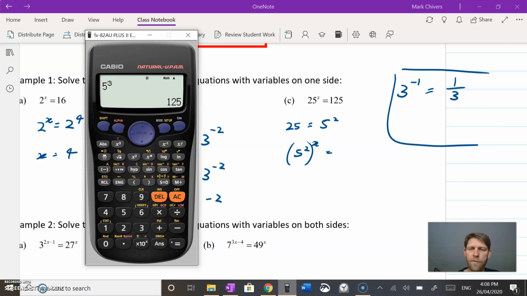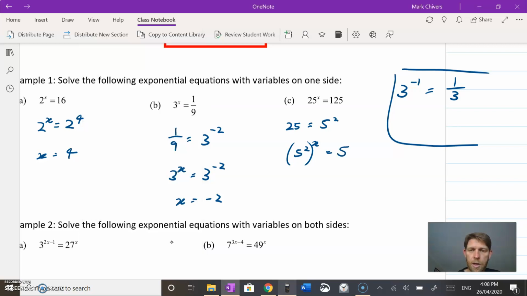It does equal 125, so 125 is just 5 to the power of 3. I might just write that here. So 125 equals 5 to the power of 3. So now that we know that 5 to the power of 2, then to the power of x, is equal to 5 to the power of 3.